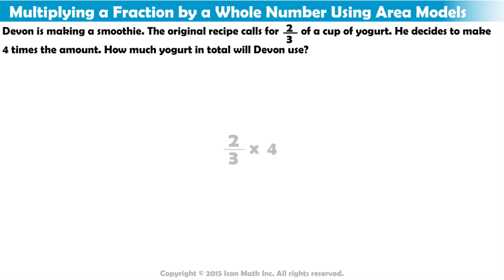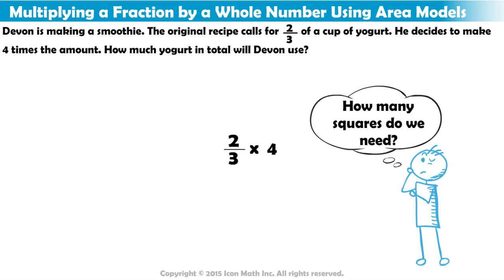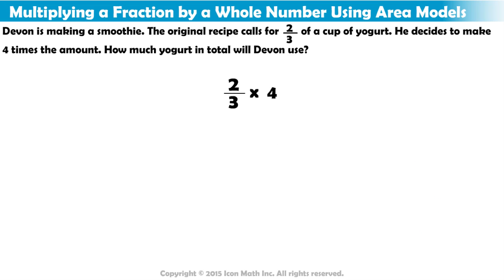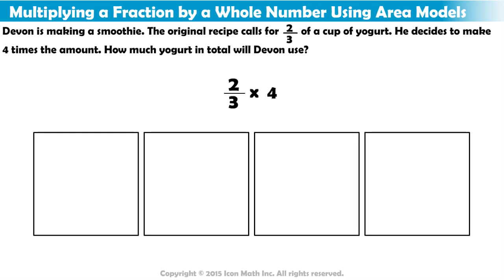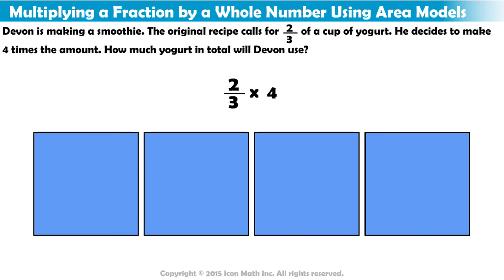But in our expression, one of the factors is greater than 1. So we will need more than 1 square model. How many squares do we need? Well, we need as many squares as the whole number factor. So for this expression, we must draw 4 squares. Then we shade all the 4 boxes blue to represent the 4 wholes.